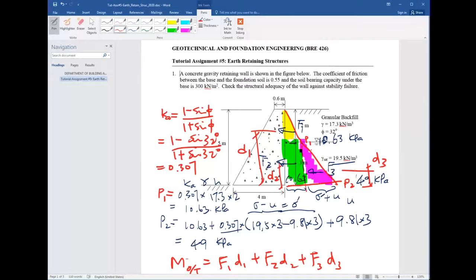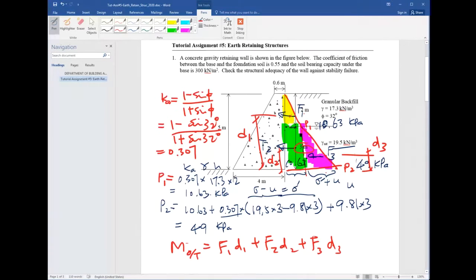D1 is equal to 3 meters, right? That's the 3 meters. And then it should be 1/3 of the 2 meters, because the centroid is 1/3 of the height. So 1/3 of 2 meters plus 3 meters, that's the D1, right? What's the D2? Very easy, right? Because it's 3 meters, so it's 1.5 meters. And what's D3? D3 is equal to 1/3 of 3 meters, right? So I'm not going to repeat that.